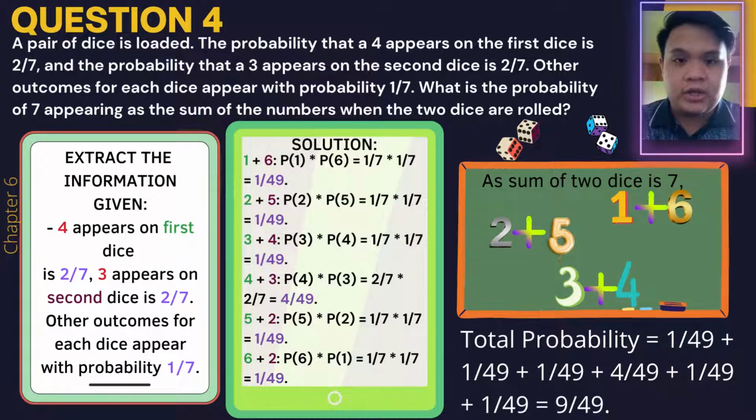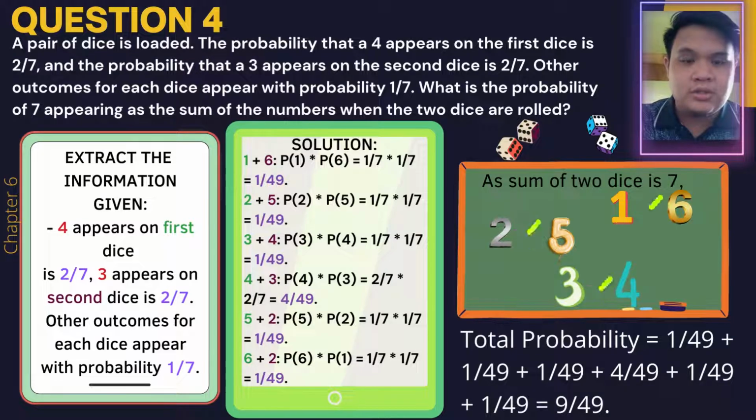Okay, so now let's check out our solutions for the fourth question. According to the question, there are 2 dice. For the first die, the probability to get number 4 is 2 per 7, and for the second die, the probability to get number 3 is also 2 per 7. Meanwhile, for the other numbers on each die, which are 1, 2, 5, and 6, the probability is 1 per 7. The question asks us to find the probability of the number 7 appearing as the sum when the 2 dice are rolled.